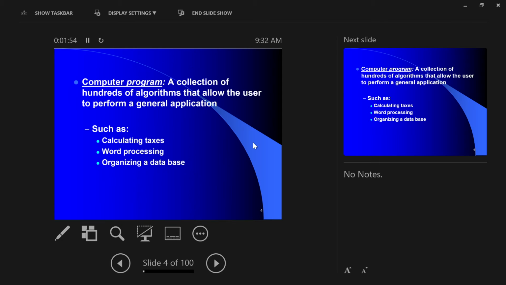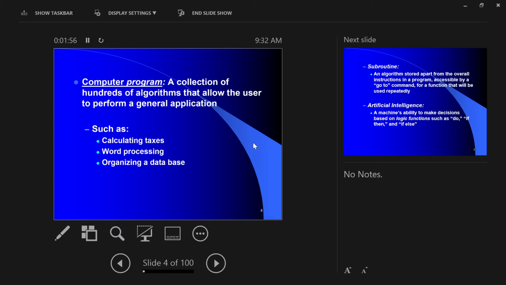So a computer program, we know of it as the software that computers run, is simply a set of algorithms, a collection of hundreds of algorithms that allow the user to perform a general application. Examples include tax software. Everyone does their taxes, and most of us do them on computer. Does anybody do their taxes on paper and send them in? No, you guys all do them on the computer. Yeah, me too. So that's a computer program. Word processing. Heck, PowerPoint that I'm using right now is a computer program. Anything that you're going to do on the computer is a computer program. Organizing a database, all computer programs.